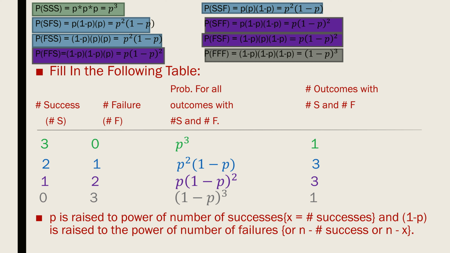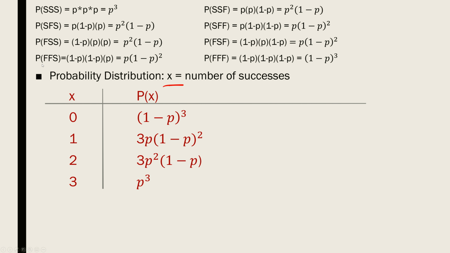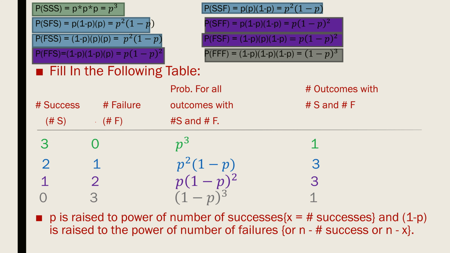Now you have all the information you need to complete the probability distribution for the discrete random variable x. You can compare this table with the table from the last slide. Random variable x is the number of successes. You can see these two tables are actually identical to each other.